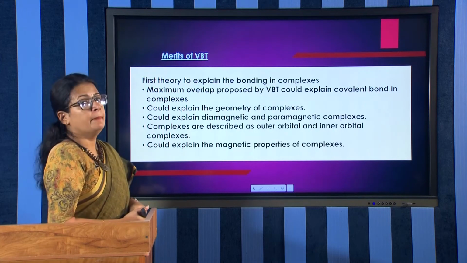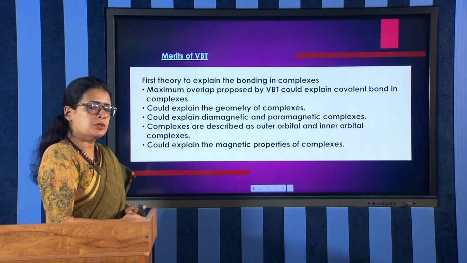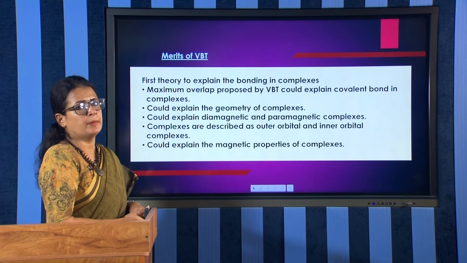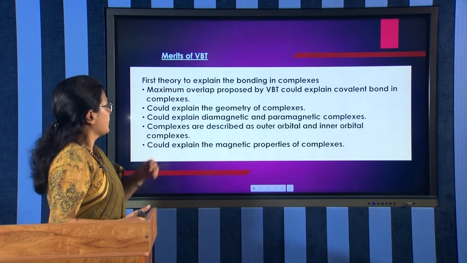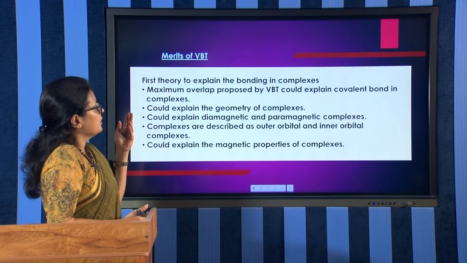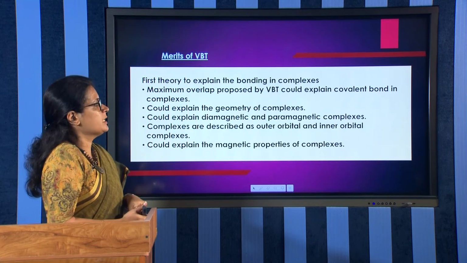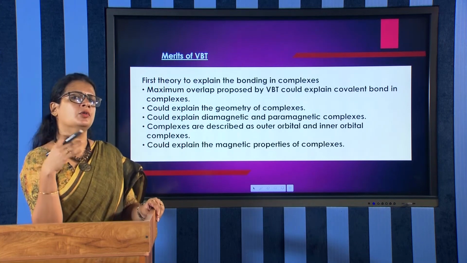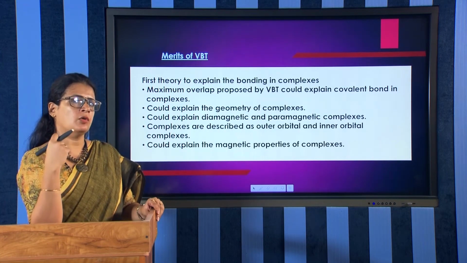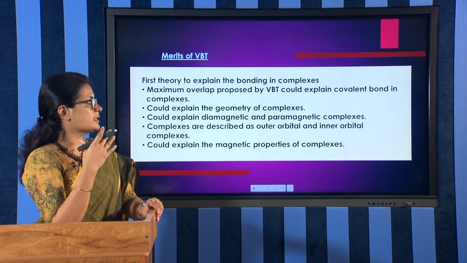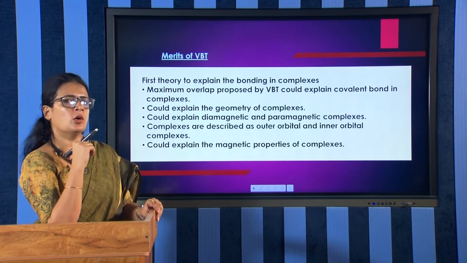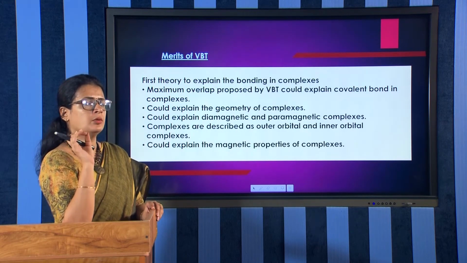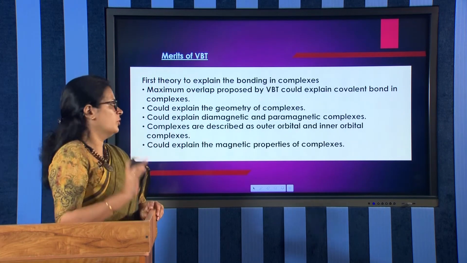And now coming to the merits of valence bond theory. This theory was the first of the modern theories to explain the bonding in complexes. There are several merits for the theory, and number one is the maximum overlap proposed by valence bond theory could explain covalent bonds in complexes, since this theory emphasizes the overlapping nature of the metal and ligand orbitals. As a result, it could explain the covalent bonding in complexes. And next, it could explain the geometry of complexes. It could fairly well explain the geometry of complexes.